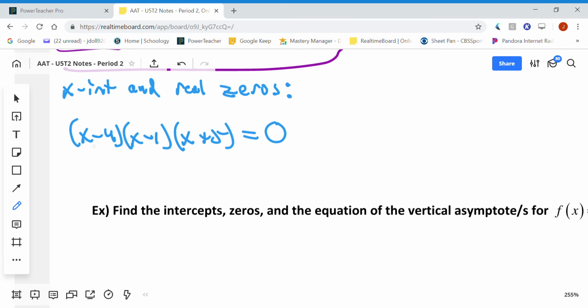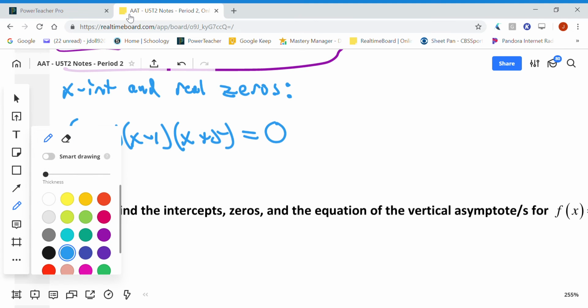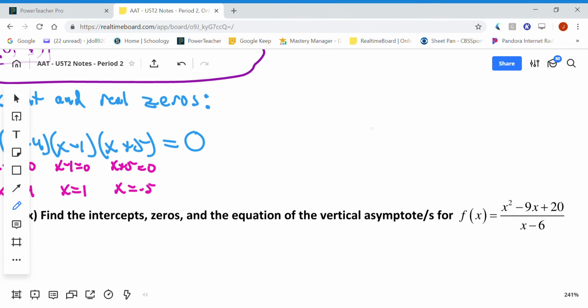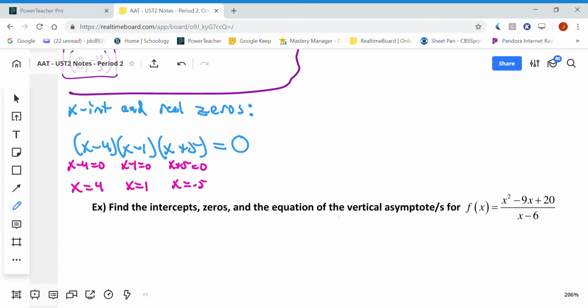Well, this could be 0 on its own. I could have x minus 4 equal to 0, or x minus 1 equal to 0, or x plus 5 equal to 0. So we can see this would be x equals 4, this would be x equals 1, and this would be x equals negative 5. So those are my zeros.